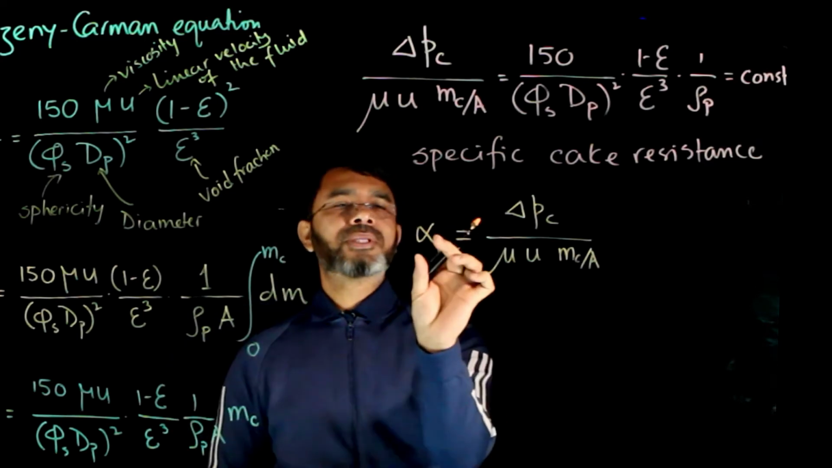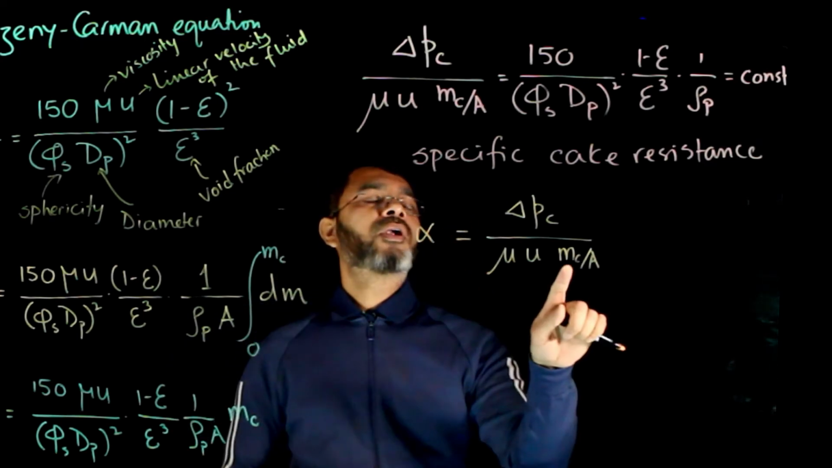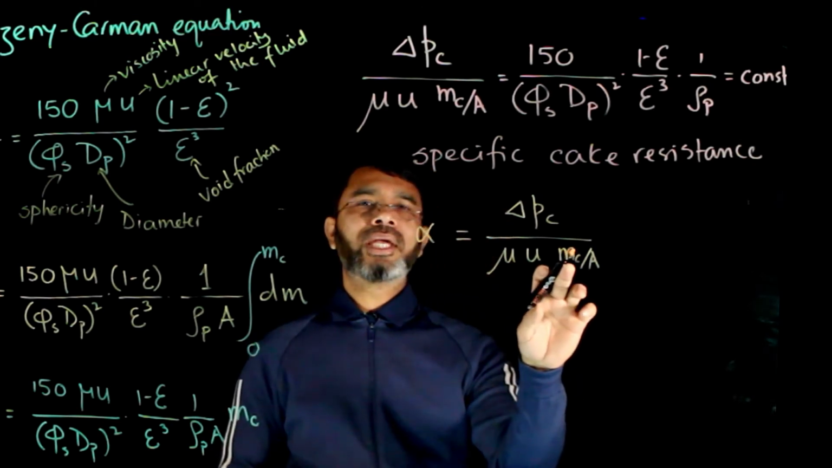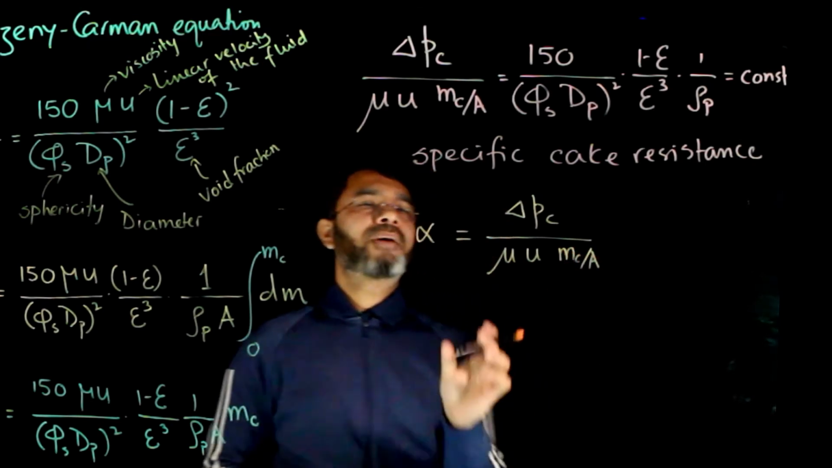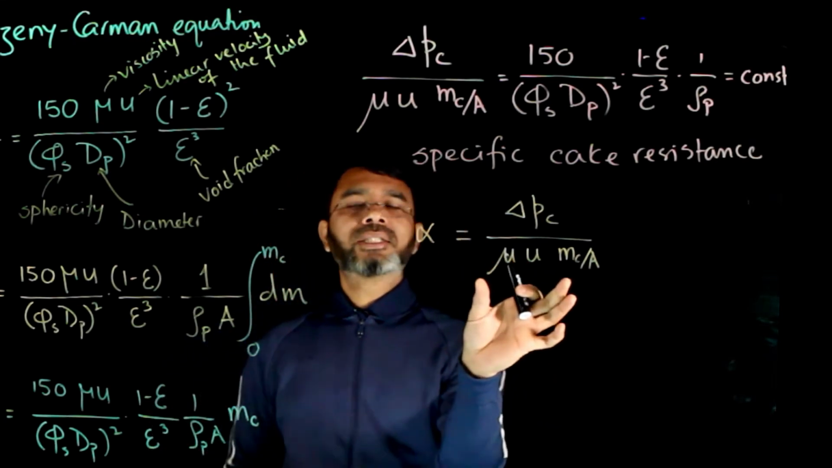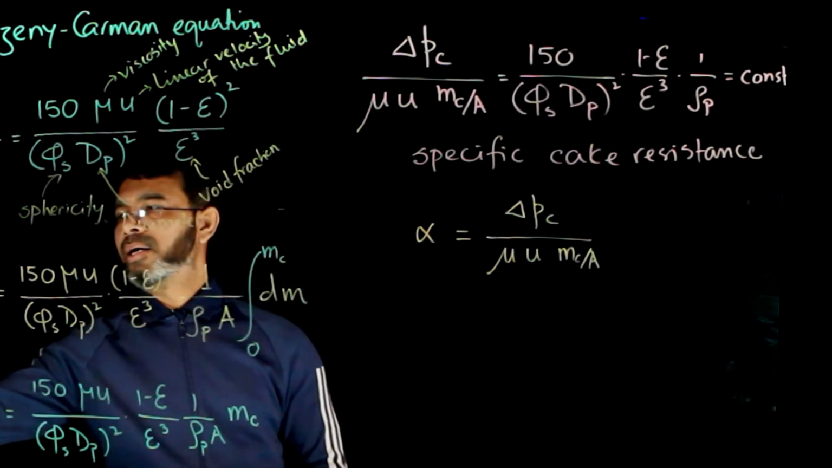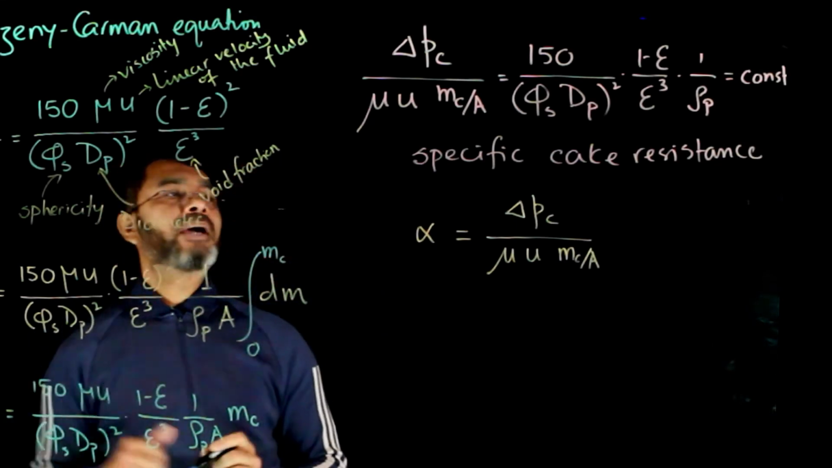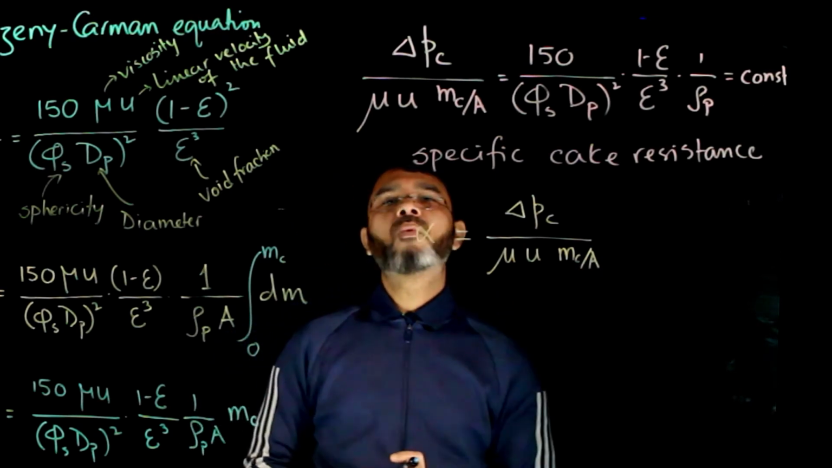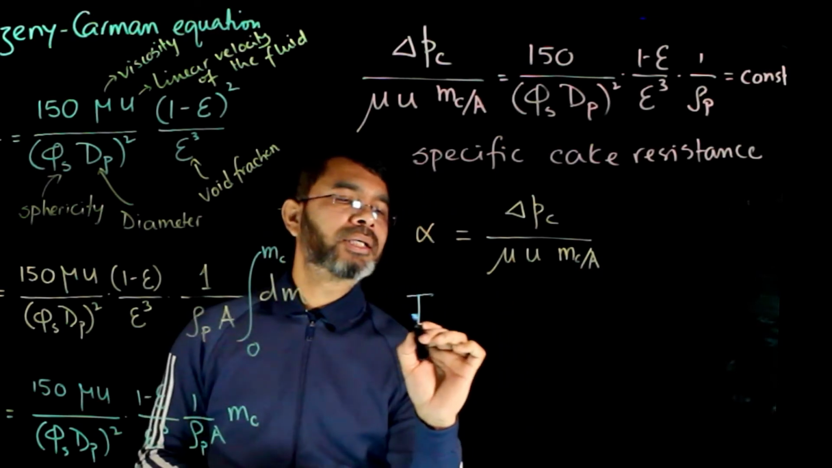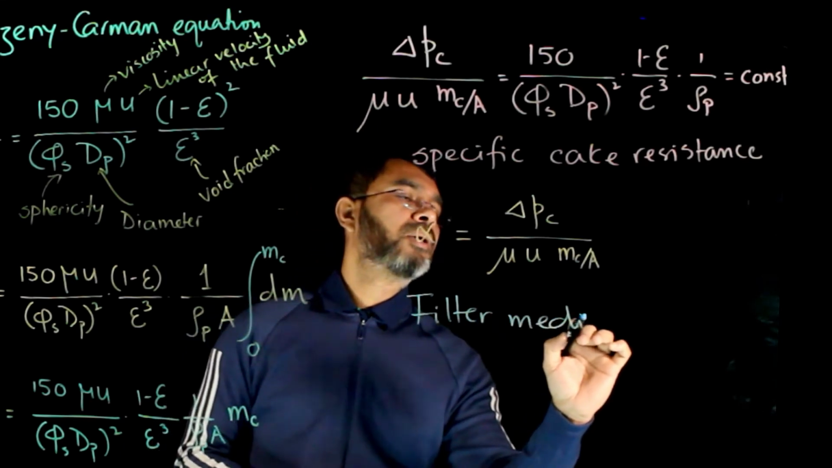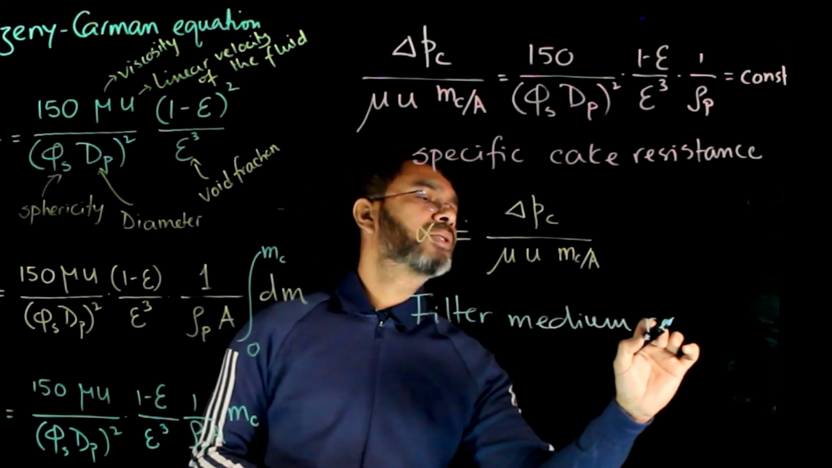Now this is called specific cake resistance because it's per unit of mass per unit area. So the resistance per unit of solid in the cake per unit area. So we have this definition of specific cake resistance here. In some way, this is one of the characterizations of the cake part. Now what about the filter medium part then? Similar to this specific cake resistance, we define one term called the filter medium resistance.